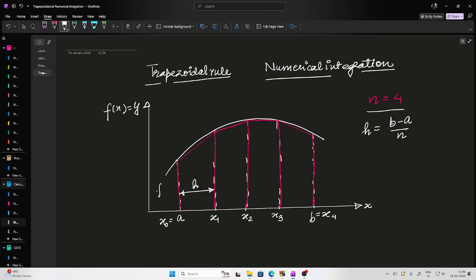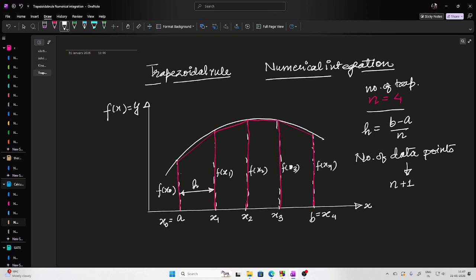And now for programming you should have the data points x0, x1, x2, x3 and so on. So how many data points will there be? The number of data points will be n plus 1, where n is the number of trapezoids. Okay, now this first height will be f(x0), this height will be f(x1), this height will be f(x2), this is f(x3), and this is f(x4).